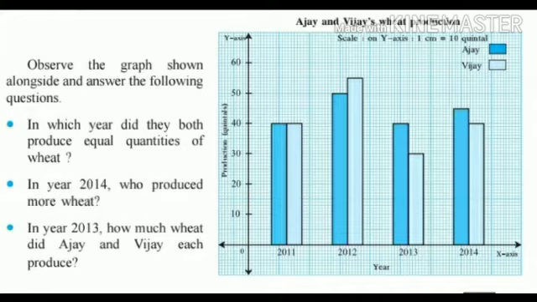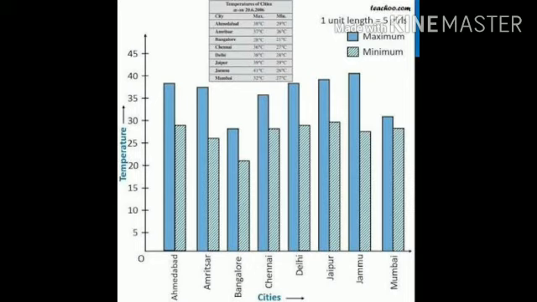Vertical line again, production in quintals, and horizontal line, year. Scale on y-axis: 1 centimeter is equal to 10 quintals. Means on the vertical line we are going to write the table of 10.